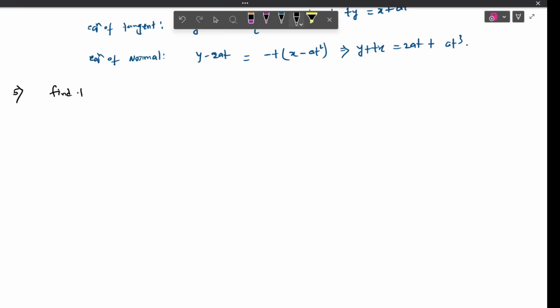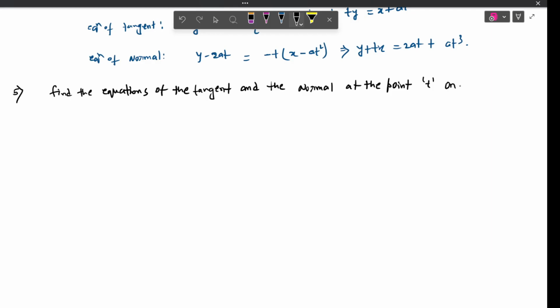Find the equations of the tangent and the normal at the point t on the curve x equals a sin cube t and y equals b cos cube t. So this is in parametric form.